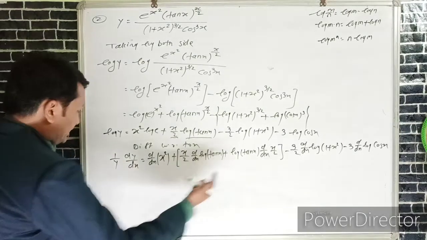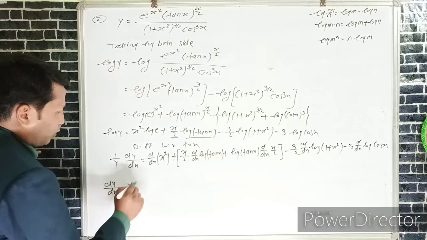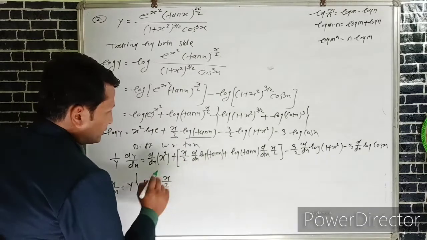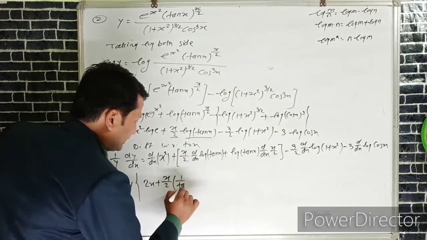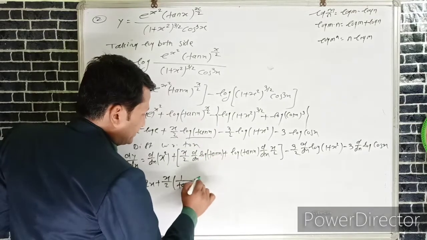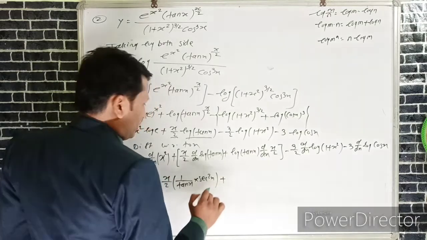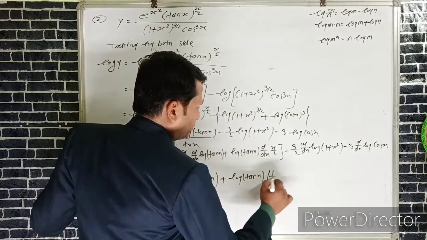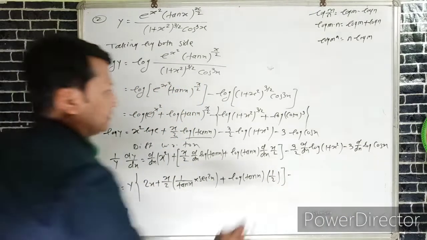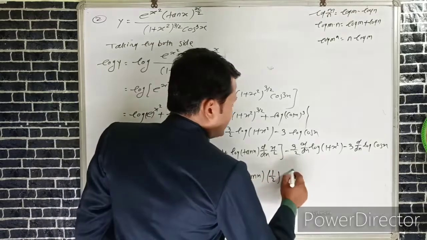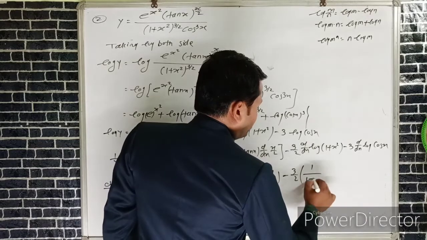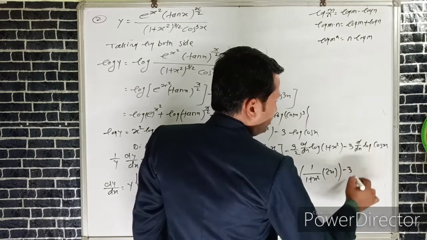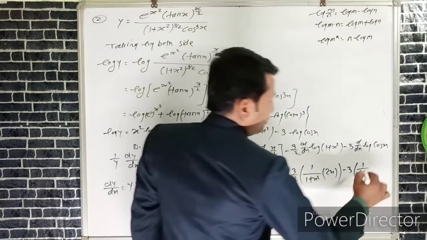if we shift this y to the right side, then we can write dy upon dx is equal to y into derivative of x square is 2x plus x by 2 as it is. Derivative of log of tan x is 1 upon tan x, and again derivative of tan x is sec square x, plus log of tan x as it is, and the derivative of x by 2 is 1 by 2, minus 3 by 2 as it is. Derivative of log of 1 plus x square is 1 upon 1 plus x square, and again the derivative of 1 is 0 and x square is 2x, minus 3 is constant. Derivative of log of cos x is 1 upon cos x into again the derivative of cos x is minus sin x.